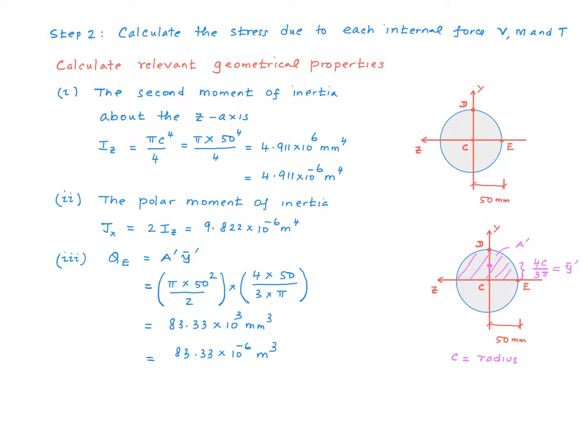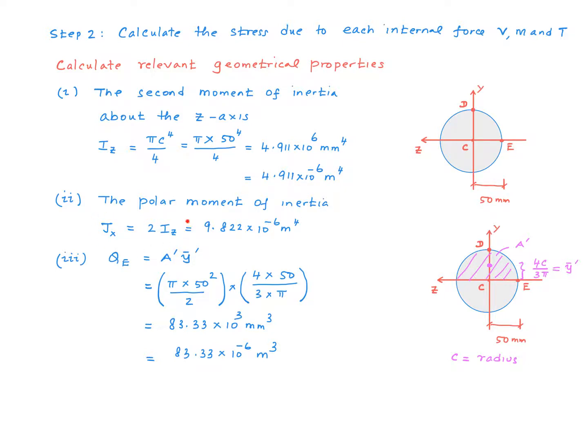Step 2, we go ahead and calculate the stresses due to these internal forces. There are a couple of things we need to do before we can do that. First, we need to calculate the relevant geometrical properties. And in this particular case, we need the second moment of inertia about the z-axis, the polar moment of inertia Jx, and the capital Q for point E. This is the formula for the second moment of inertia for a circular shape, and we get a value of 4.911 times 10 to the minus 6 meter to the power of 4 for that.